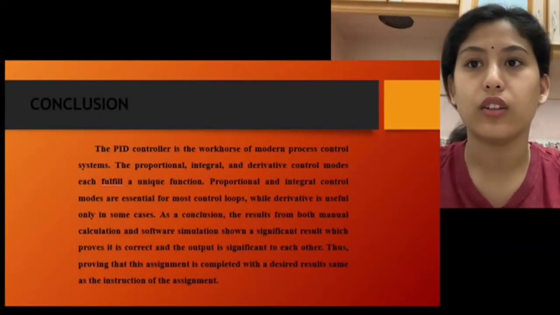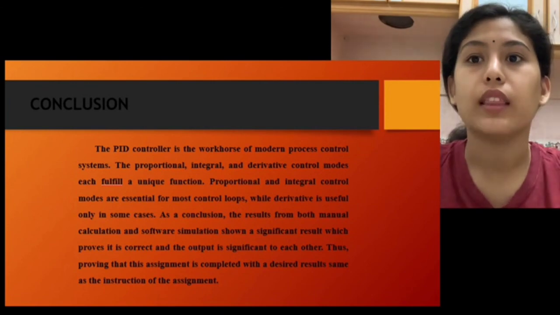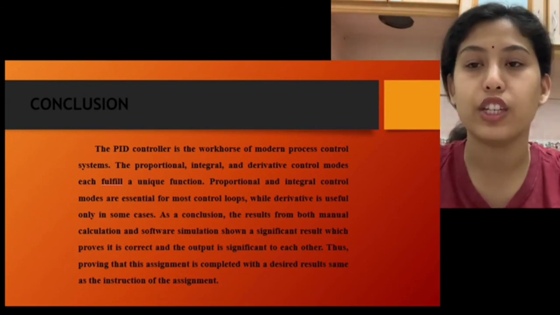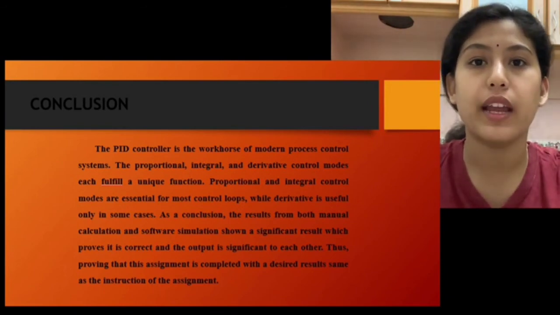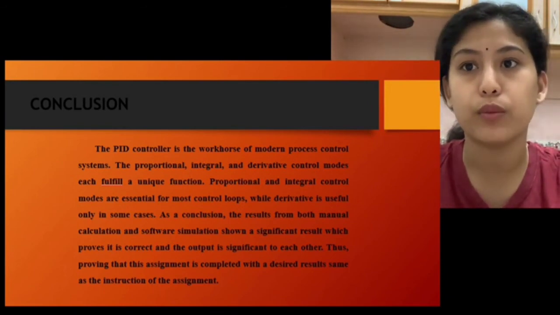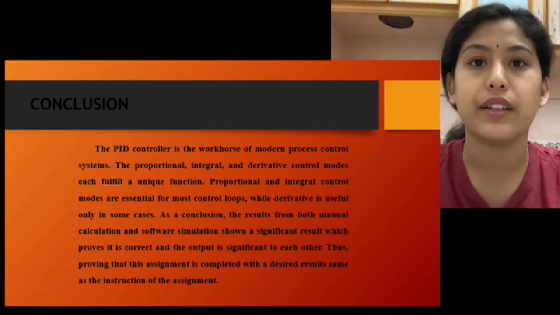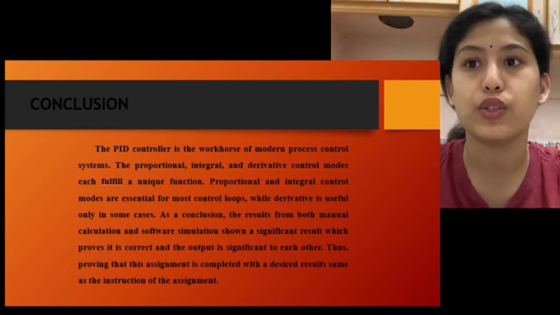So, for the conclusion, the PID controller is the workhorse of modern process control systems. The proportional, integral and derivative control modes each fulfill a unique function. Proportional and integral control modes are essential for most control loops, while derivative is useful only in some cases.